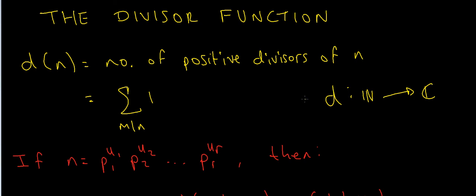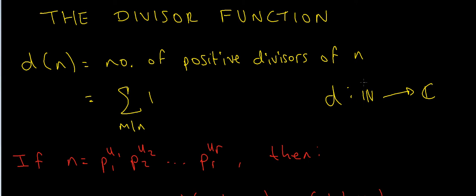In this case, the divisor function is an arithmetic function, which I discussed a couple of videos ago, and an arithmetic function is basically any function which maps a natural number to a complex number. And in this case, the divisor function happens to be an arithmetic function. It's also a multiplicative function, which I'll prove somewhere down the line.